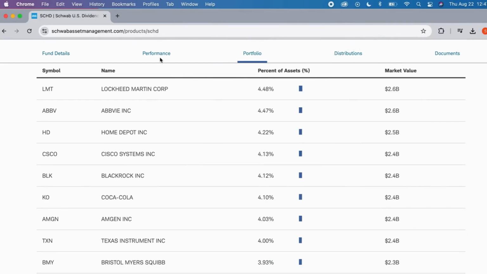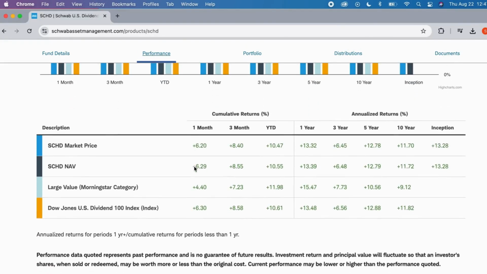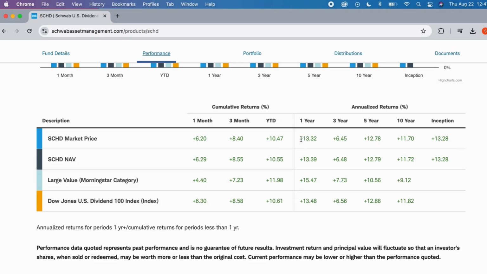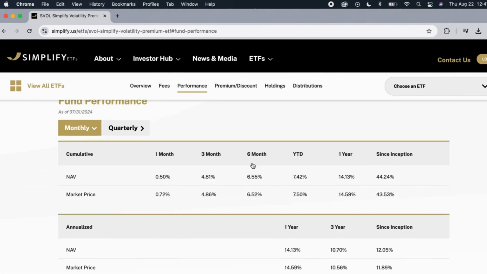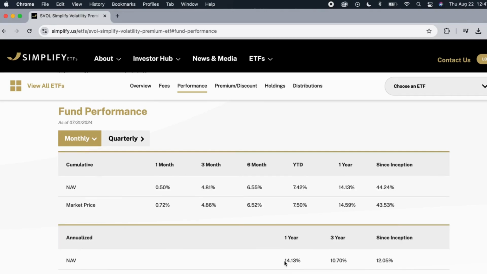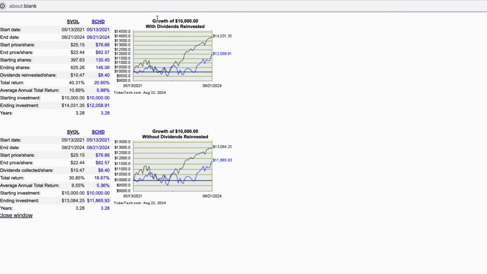Here's how they stack up. SCHD has delivered a 1-year annualized return of 13%, a 3-year return of 6%, and a return of 13% since inception. SVOL slightly outperforms with a 1-year return of 14%, a 3-year return of 10%, and a return of 12% since inception. But the real difference emerges when we look at how much your investment would have grown if you had invested $10,000 in each ETF since SVOL's inception on May 13, 2021.